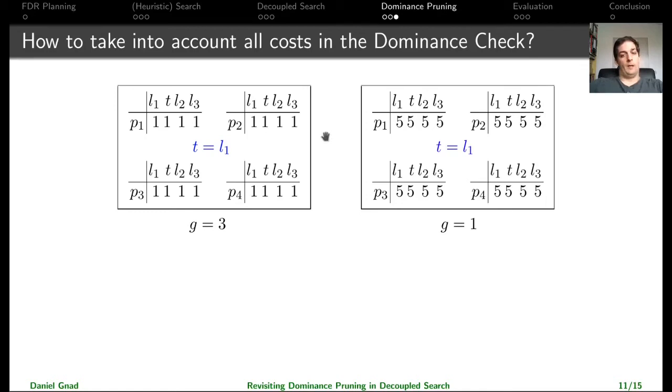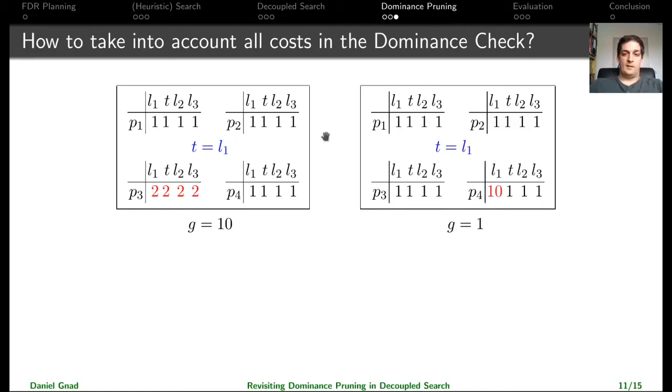cannot do any pruning. A second example would be this one here, where we have a g difference of 9, and we have two leaf factors where the prices differ. So they are equal for P1 and P2. Say for P3, all leaf states have a price that's by 1 higher than the one on the right, and for P4, there's one leaf state where the price is higher by 9.